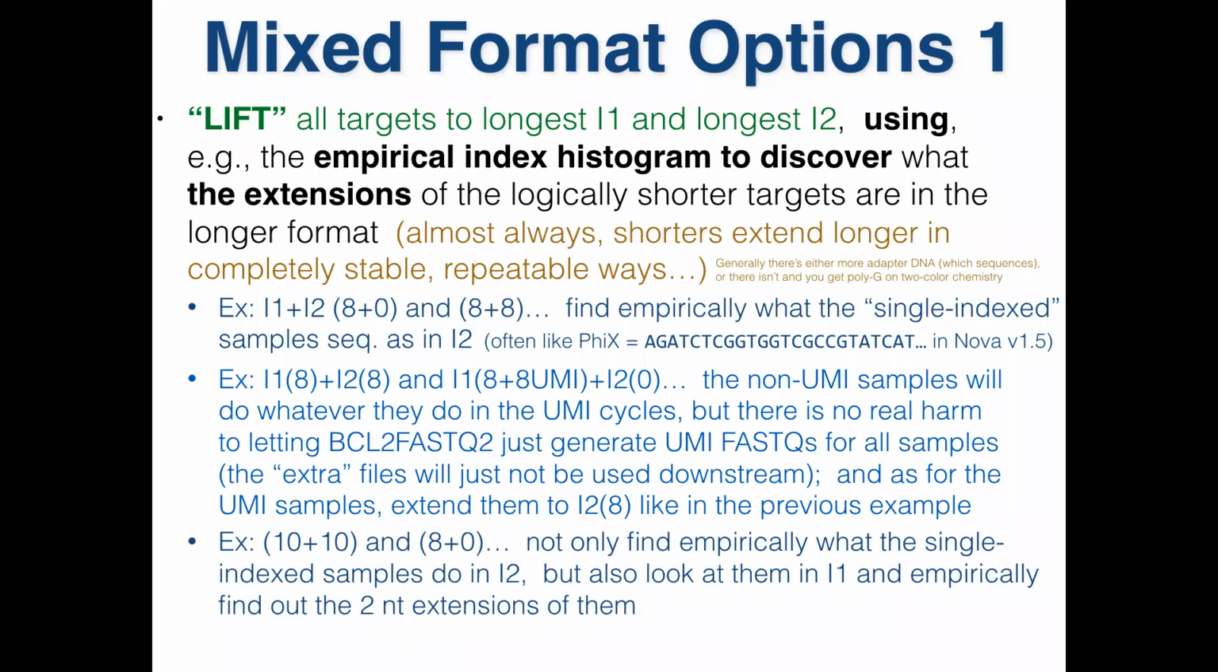So, for example, if it's 8 plus 8, I1 and I2, and then the other samples are 8 plus 8 UMI in that one, and then nothing for I2. Then what do you do? Well, first problem is that these samples have an I2 of 8, and this guy has an I2 of 0. That's okay. Go to your empirical histogram for the pairs, start looking up the guys in the UMI file, and find out what their I2 is.